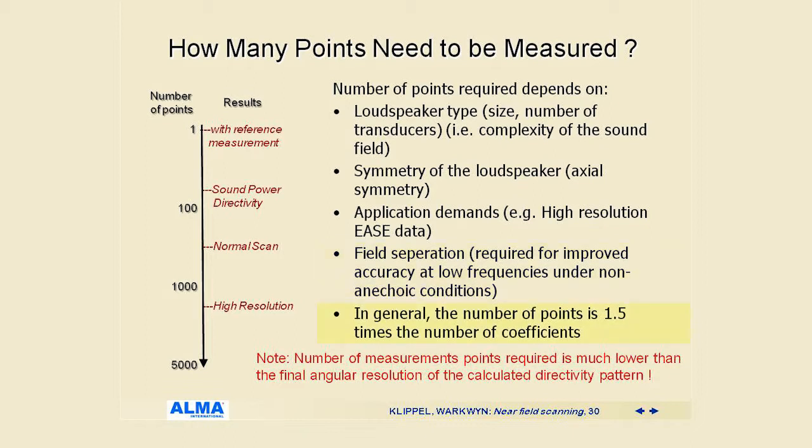In general, the number of points is 1.5 times the number of coefficients. That's just in general. We are capable of making a 1-point measurement using a reference measurement setup. I'll explain that later. Sound power directivity takes approximately 80 points, fewer if you're in an anechoic environment. A normal scan can take between 200 to 500 points. High-res scan, 2,000 points.